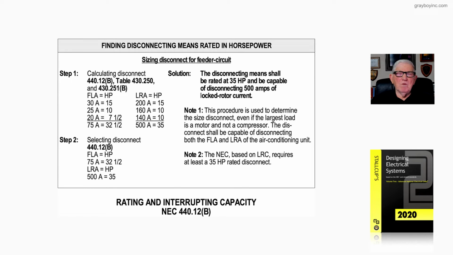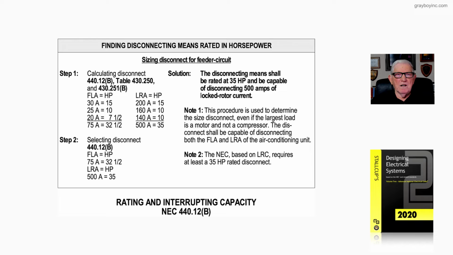440.12(B), Table 430.250, and Table 430.251, as instructed in Section 430.6(A)(1) of the code. Now notice the FLA, the running current, in horsepower. 30 amps requires 15 horsepower, 25 amps requires 10 horsepower, and 20 amps requires 7.5 horsepower.